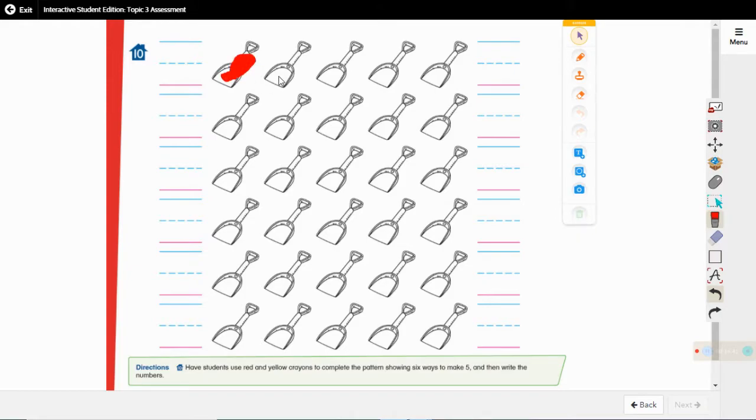1, 2, 3, 4, 5. And remember, I have a hard time coloring with the mouse. So if you need more time to color those 5 red, go ahead and pause it. In the next row, we're going to color 4 of them red. Remember, we're making a pattern.